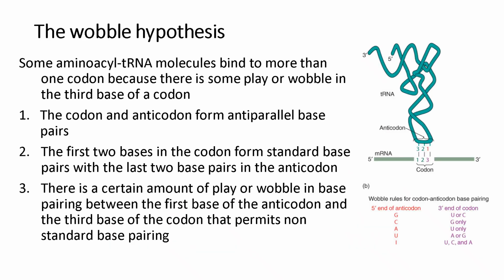The wobble hypothesis explains how a single tRNA can recognize multiple codons. Because codons and anticodons bind in an anti-parallel fashion, the first 2 bases of the codon form strict Watson-Crick base pairs with the anticodon. However, there is flexibility, or wobble, at the 3rd base of the codon, allowing for non-standard base pairing. This mechanism contributes to the degeneracy of the genetic code and allows cells to maintain fewer distinct tRNAs.